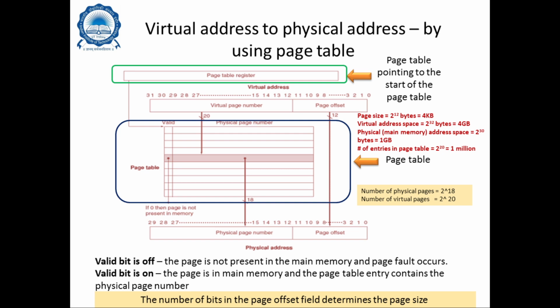The total virtual address space is 2 to the power 32, and the page size is 4 KB. Therefore, the number of entries in the page table will be 2 to the power 32 divided by 2 to the power 12, which gives you 2 to the power 20. So 1 million entries are possible inside this page table. The fundamental point is that the page table is the main architecture responsible for converting a virtual address into a physical address, through conversion of a virtual page number to its physical page number.